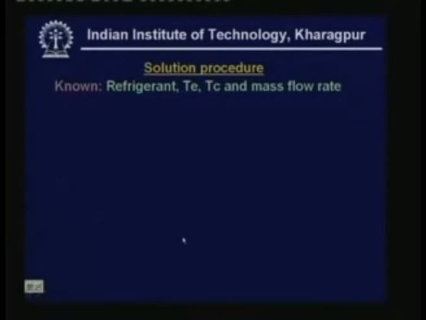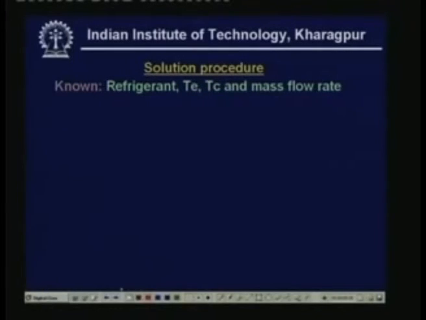Now as I said, we know what is the refrigerant used. We also know the evaporator and condenser temperature, and we also know the mass flow rate. So with these inputs we have to find the required diameter and length of the capillary tube. So let me quickly explain how this is done.